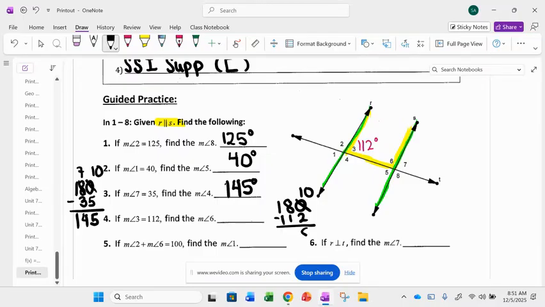So 10 minus 2 is 8. 7 minus 1 is 6. So that becomes 68 degrees. So erase our highlighting again. Now we start fresh.